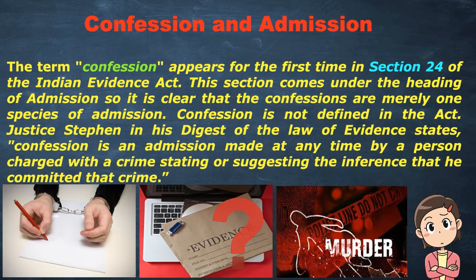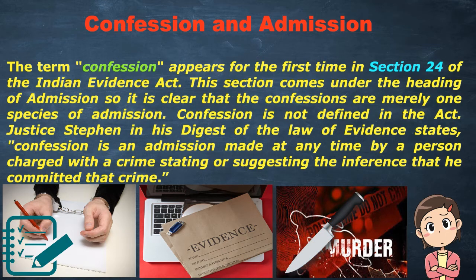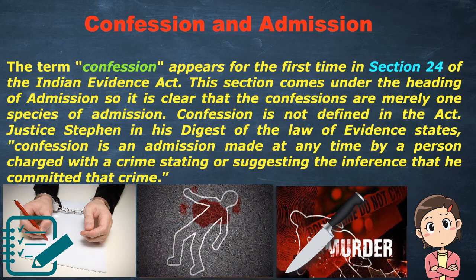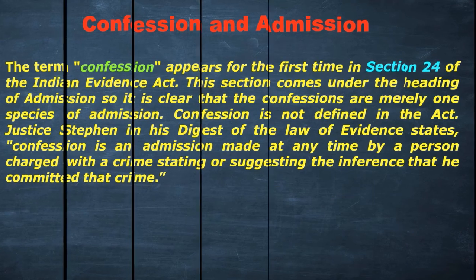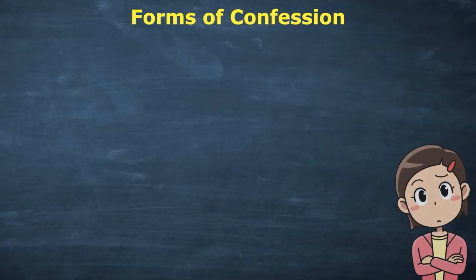I need to give the details about the murder weapon, about the crime spot, and everything of such kind which is related to the crime. And if that is verified, then in such a condition it is known as an admission, not a confession. This is the basic difference. Now come to the next point, that is forms of confession.